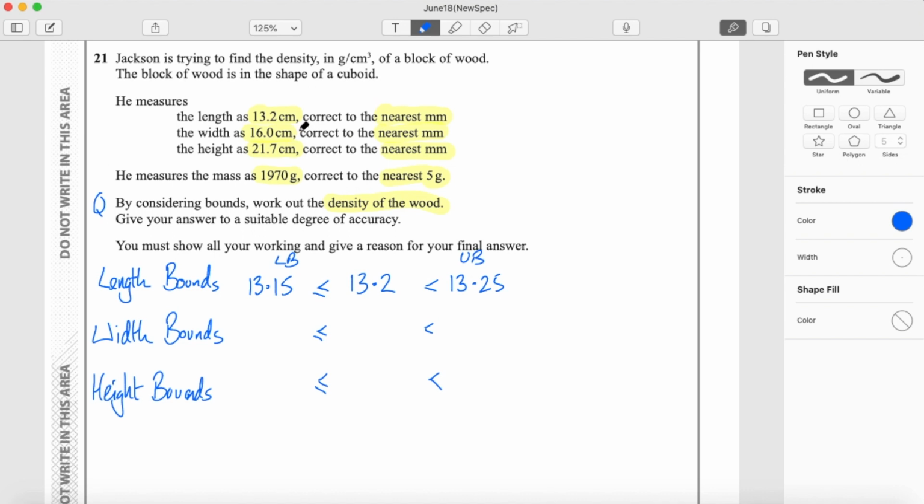I'll let you pause and think about this for the width and see what bounds you can come out with. So again, correct to the nearest millimetre, 16, we either need to be 16.1 or 15.9, which means that we can be 16.05, since if we were 16.05 we'd round that up to 16.1 to the nearest millimetre, or we can be 15.95, since we'd round that up to 16. If you just pause again now and try for the height.